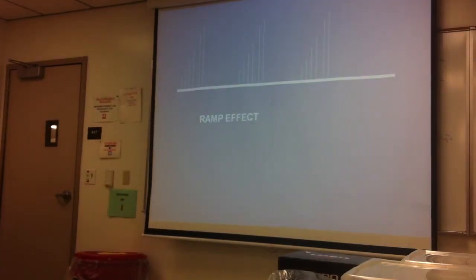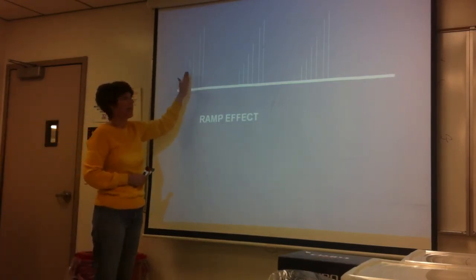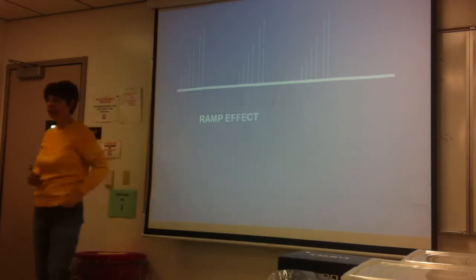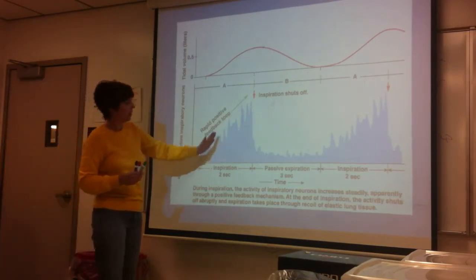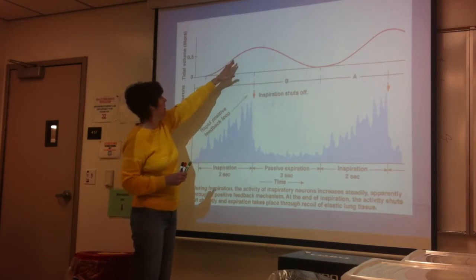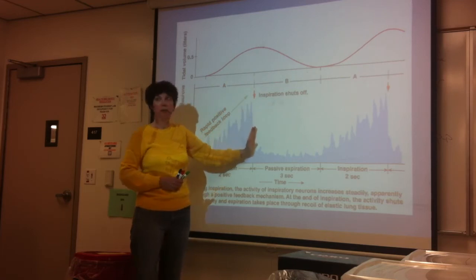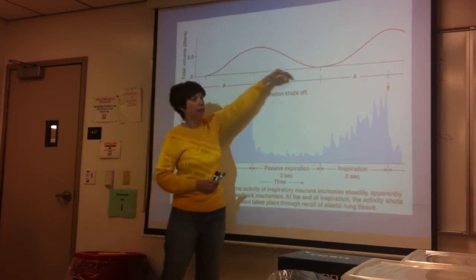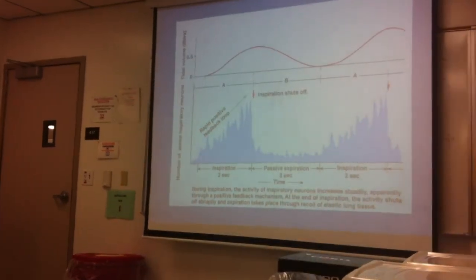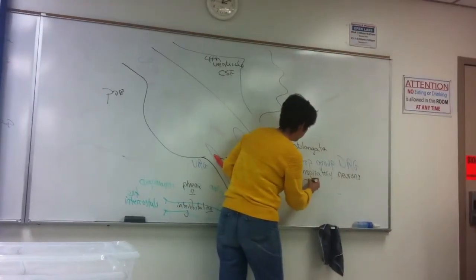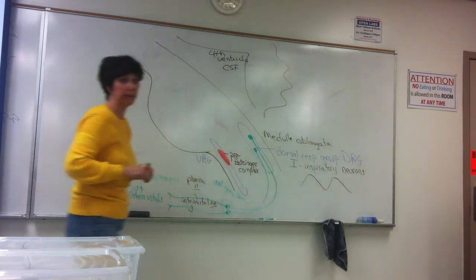The ramp effect is referring to an increasing number of nerve fibers firing, and so we see this spiking that occurs, shown here. So, the ramp effect, notice what happens to tidal volume. It goes up, we reach the peak, the neurons stop firing, and expiration occurs. Okay? So we see this in our 2-second inspiration and our 3-second expiration.